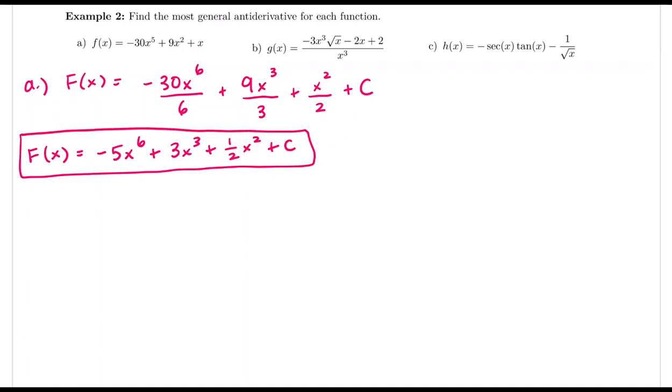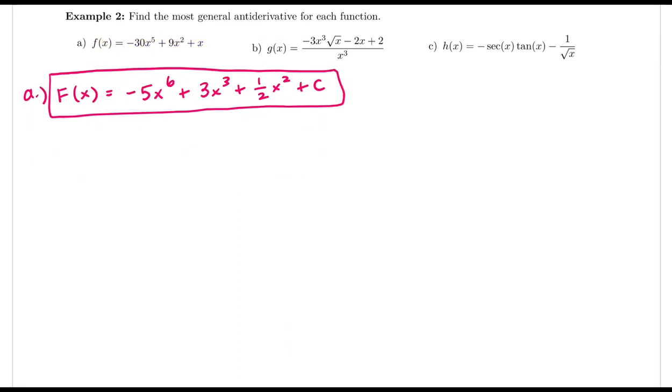Now, a way that we should be able to check our answer is if I take the derivative of this, it should return my original function if I were to use power rule. So let's do a quick check. If I multiply negative 5 times 6, that will be negative 30 x to the 5th power plus 9x squared plus 2 times 1/2 is 1, so that will be x. And then finally, the derivative of a constant is 0. So that does check out for us.